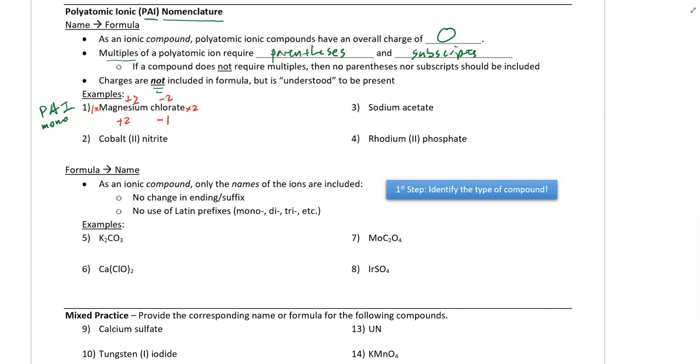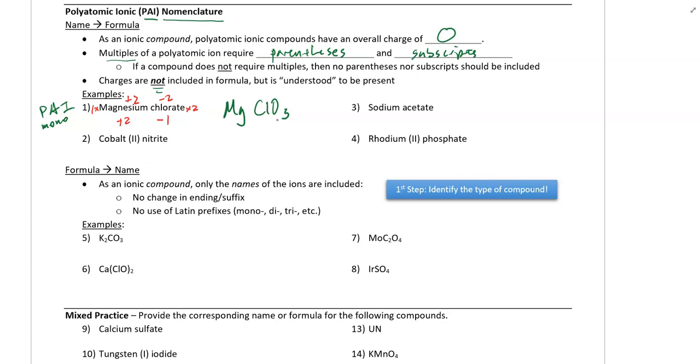So let's see what that formula looks like. Let's go ahead and write out magnesium, which is Mg, chlorate, which has a formula of ClO3. Now again, notice how I'm leaving off the charges for both magnesium and chlorate because they're not involved in the actual written part of the compound formula.